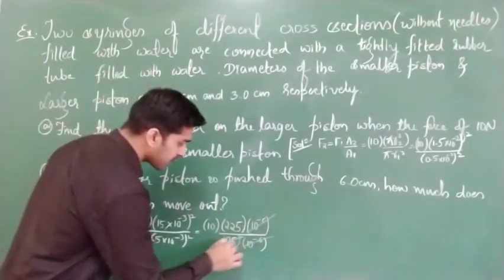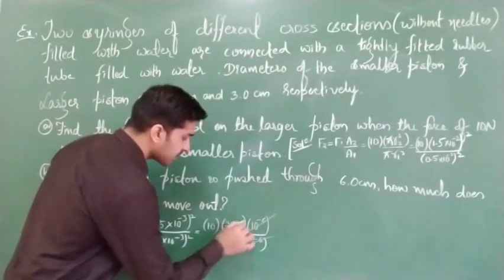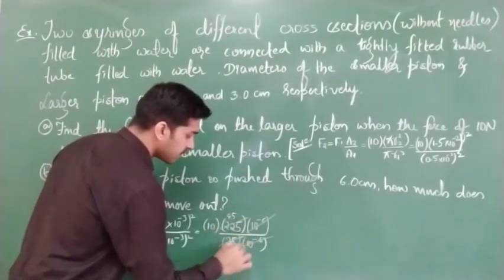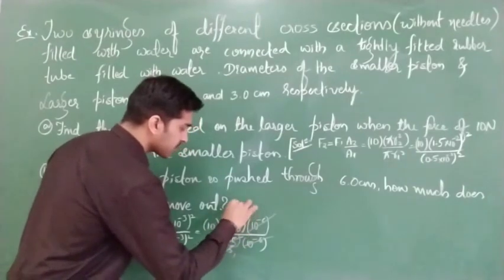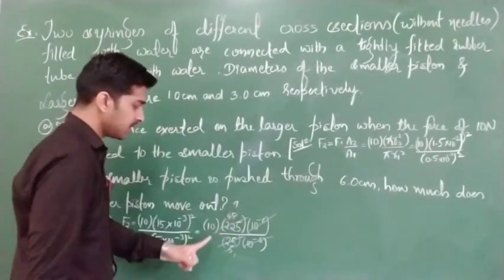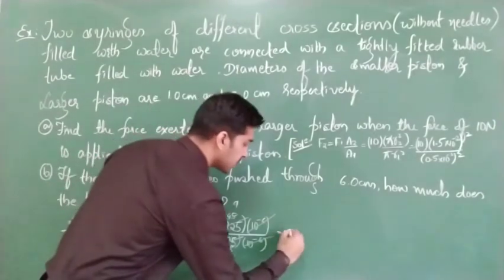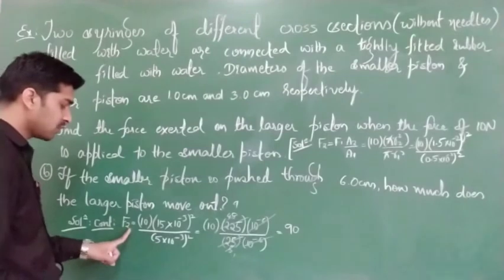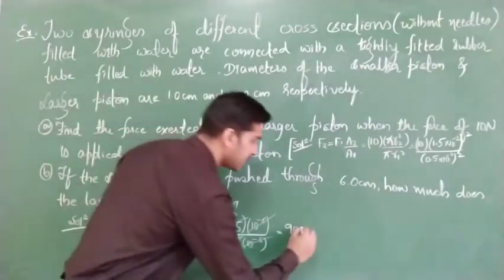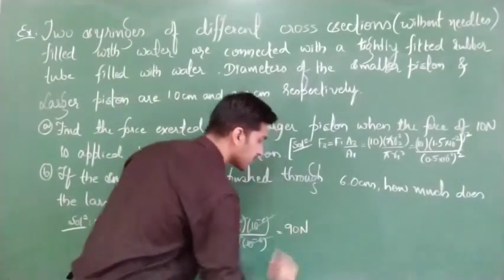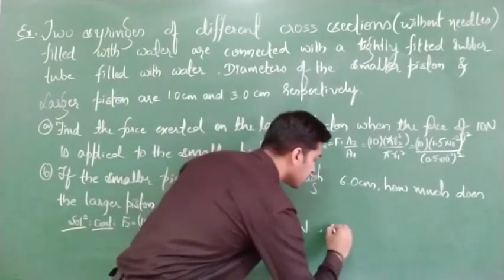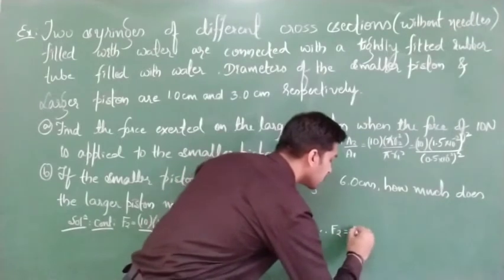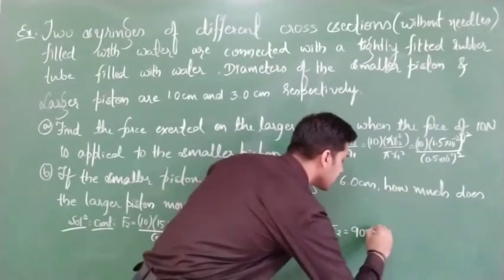So here what can I cancel? 5 5s are 25. Here 5 2s are 20, 2 is remaining. 5 5s are 25, 5 9s are 45. Correct? So 9 into 10, that is nothing but 90. So what we had calculated? Force F2, that means this will be 90 Newton. Clear? Therefore F2 is equal to 90 Newton.